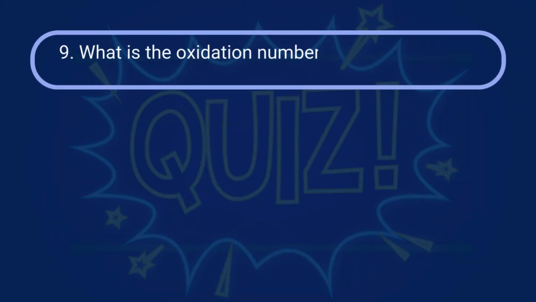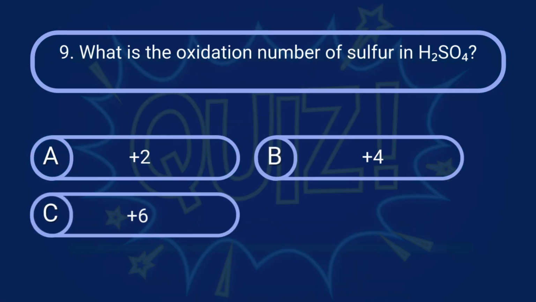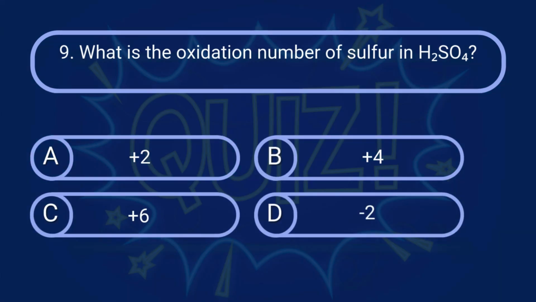What is the oxidation number of sulfur in H2SO4? +2, +4, +6, -2. Think for a second. The correct option will be +6. On to the next question.